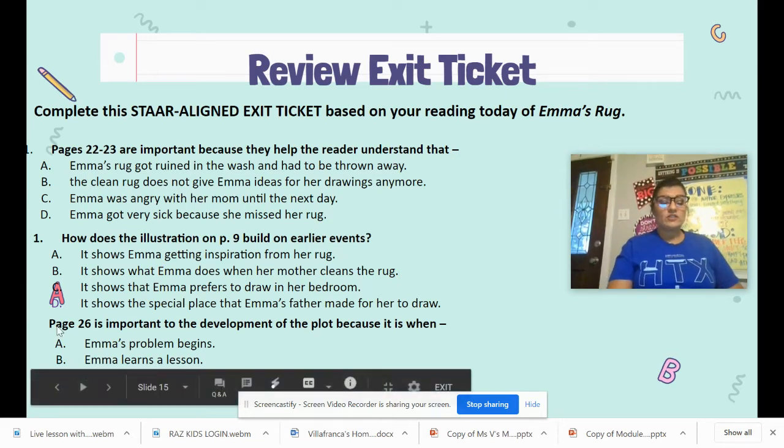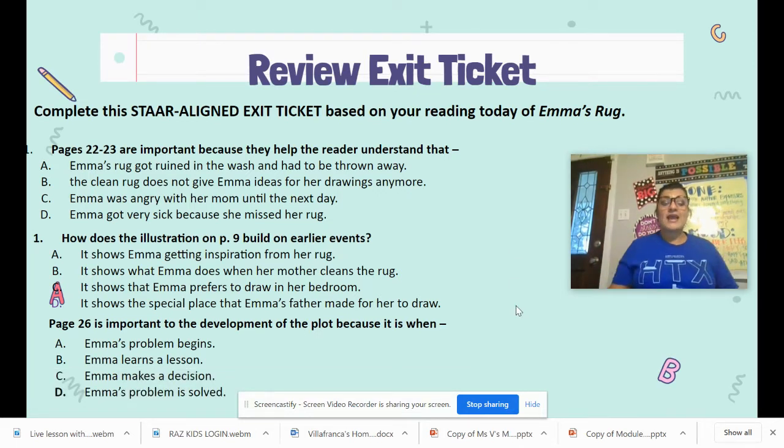Then the next question, page 26. It is very important to the development of the plot because it is when... So remember we talked about plot. So now you're going to answer this question again. I'm going to post page 26 for you so you can see it on your question.